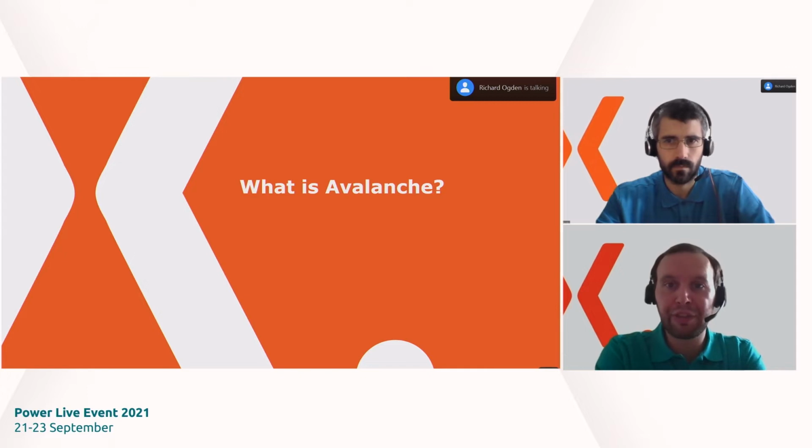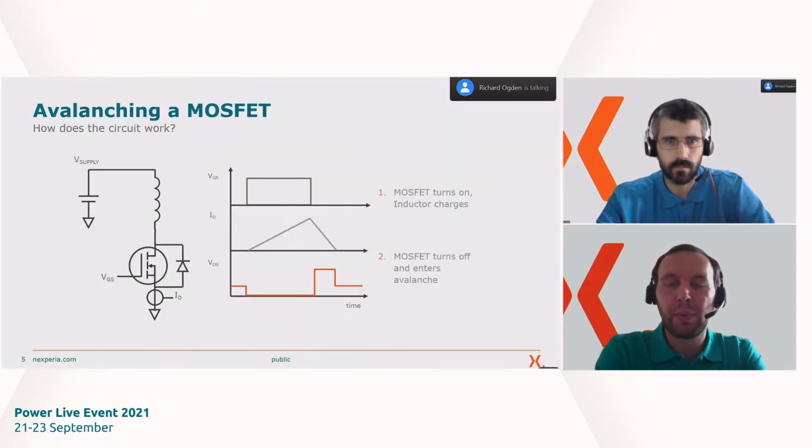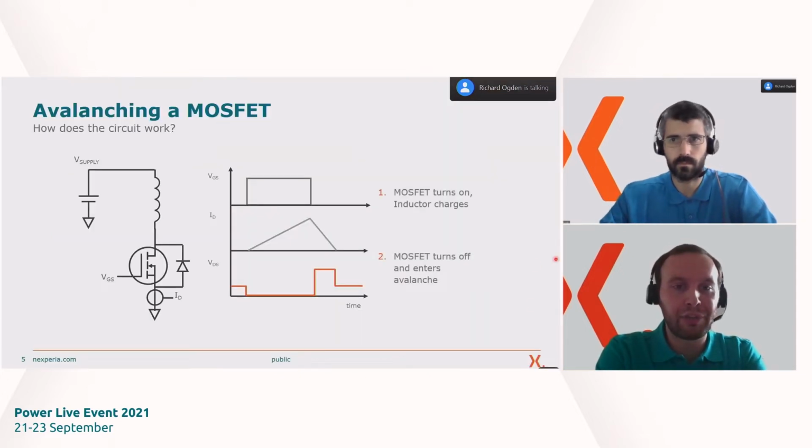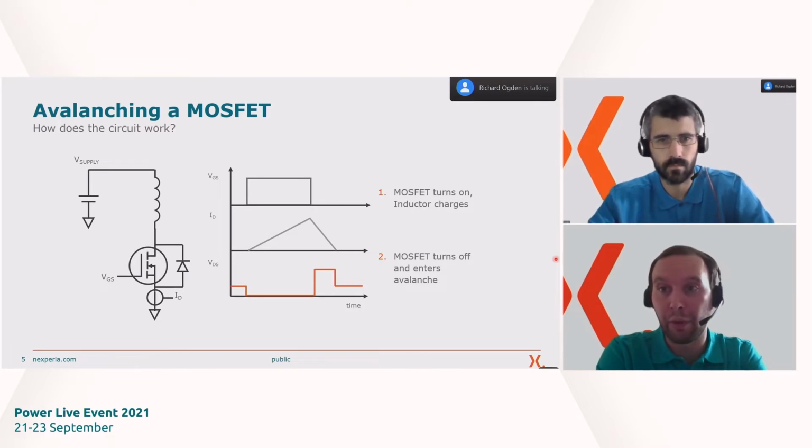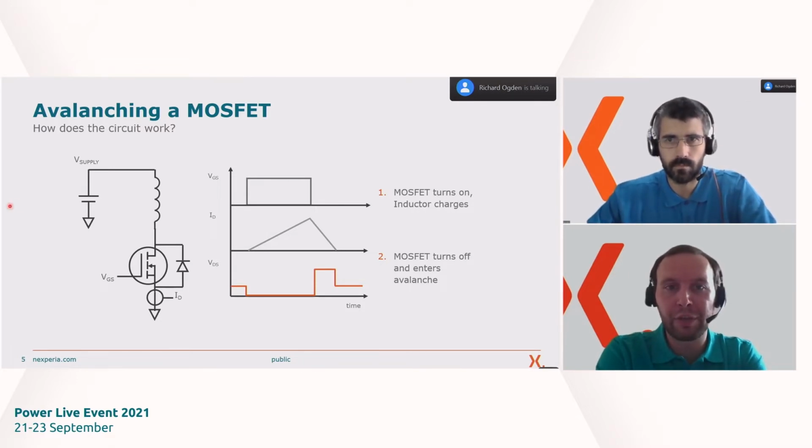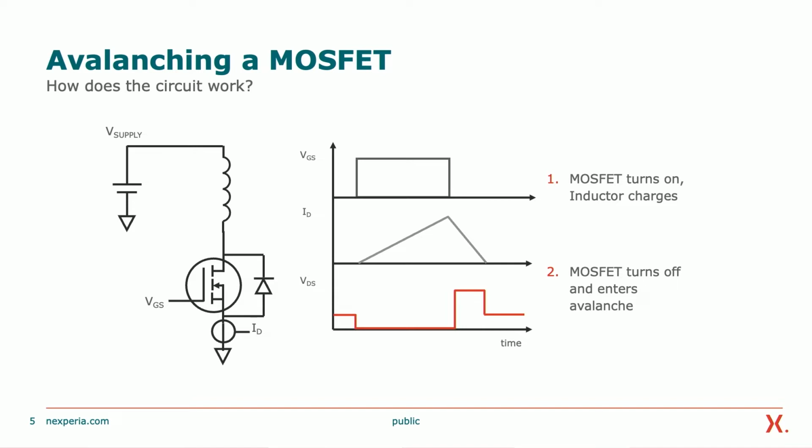So let's start with, well, what is Avalanche? If you look at a typical circuit here of driving an inductive load, you have the inductive load above the low side MOSFET. For current to flow through both the inductor and the MOSFET, you need to turn it on. So you apply a signal across the VGS of the device. This opens up the channel and allows current to flow through both the inductor and also the MOSFET.